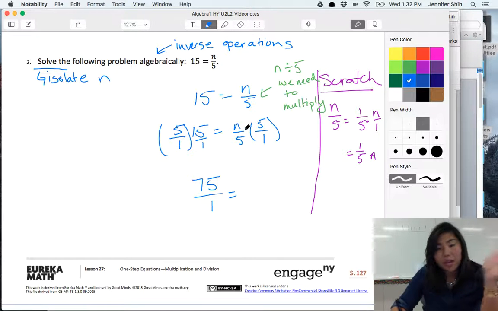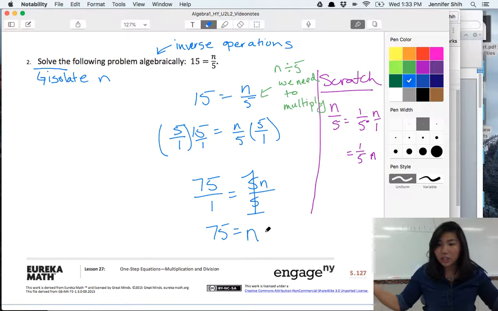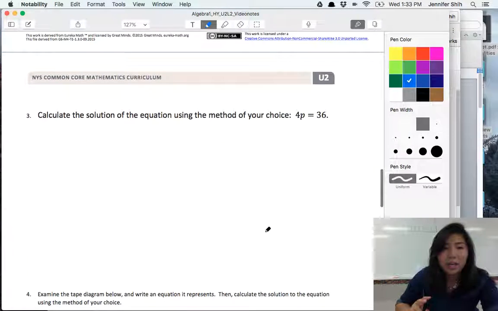Same with multiplying these fractions, then you get 5 times n over 5, and this will make a big 1. You'll get 75 is equal to n. That's how you do it algebraically. Let's do 2 more examples. I'll pick up the pace a little bit.